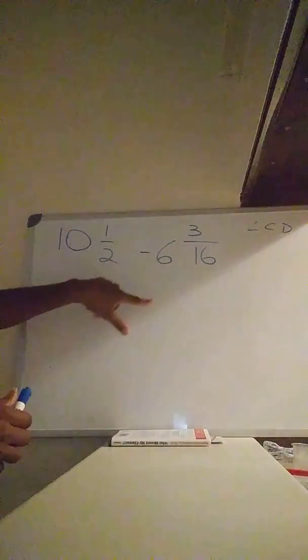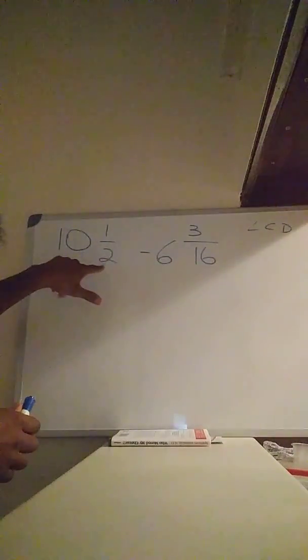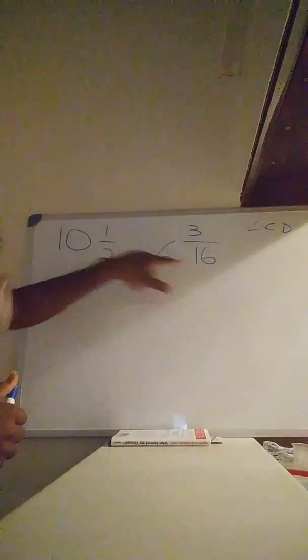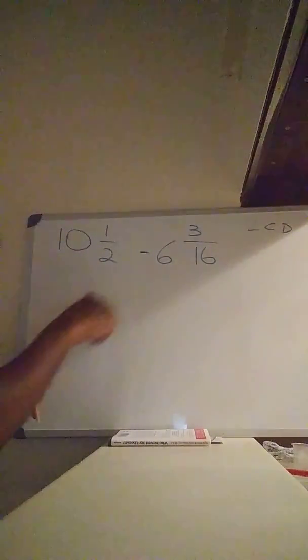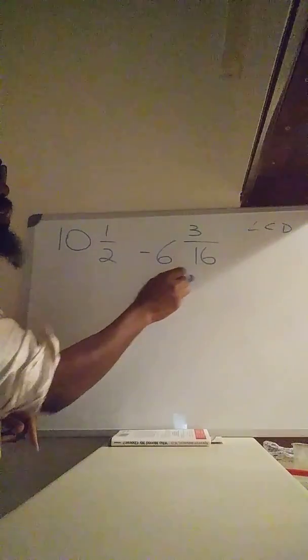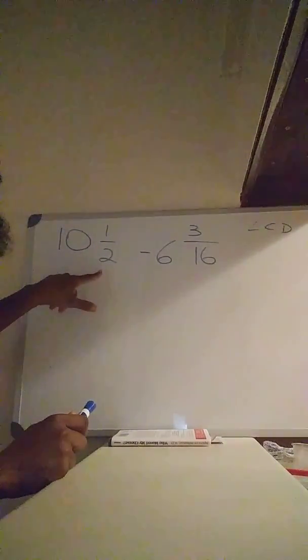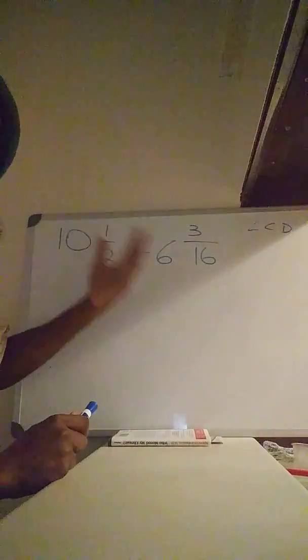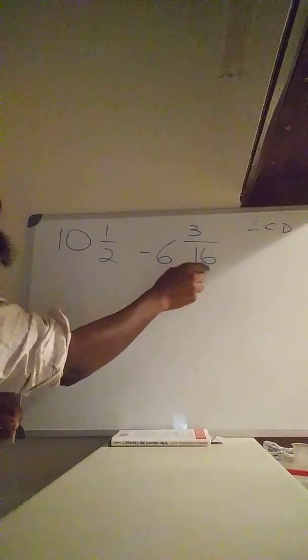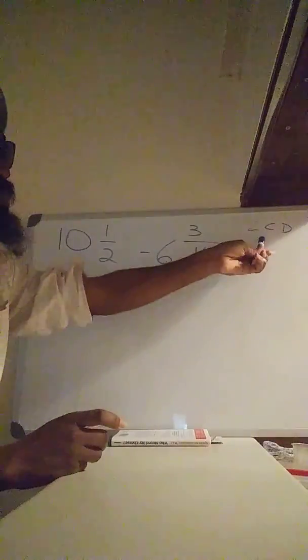So just by taking a look at this, we can see that 2 is too small, because 16 cannot be divided into 2. But if you take a look at 16, it can be divided into itself one time. And then 2 can also be divided into 16, how many times? 8 times. So we can go ahead and use 16 as the LCD.